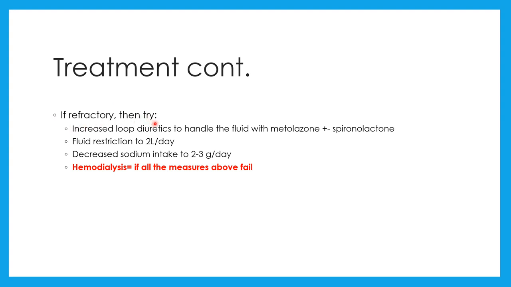Still on treatment. If we are not winning with what we've gone through on the previous slide, then we can increase loop diuretics to handle the fluid, with metolazone with or without spironolactone. I'll talk more on the situation where we use spironolactone and potassium a bit, even with ACE inhibitors, beta blockers and the rest. Then we can have fluid restriction limited to 2 liters per day. And of course, we have to restrict sodium intake to 2 to 3 grams per day. Hemodialysis may be embarked upon if all these measures, including what we've done on the previous slide, are not bringing the situation back. So we're back on hemodialysis if all the above measures should fail.